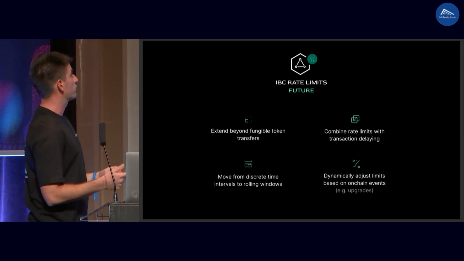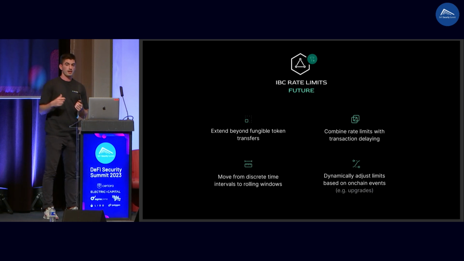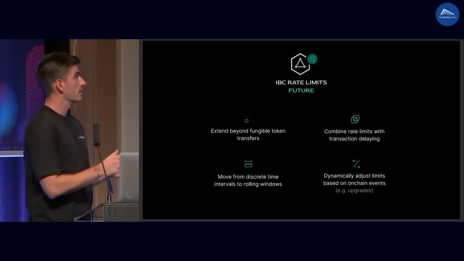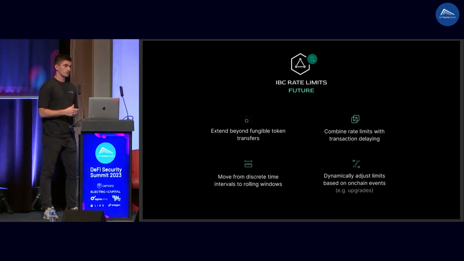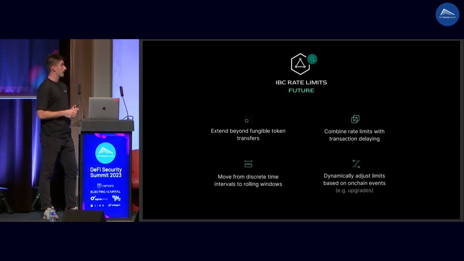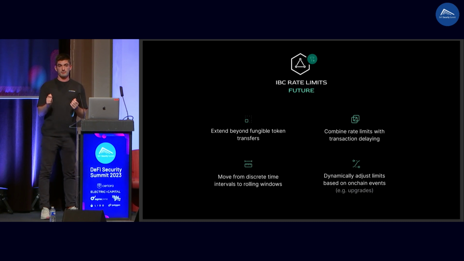But what is the future looking like for us? We want to extend as a community beyond fungible token transfers. As we mentioned before, IBC is arbitrary message passing, so we can pretty much put rate limits on any type of message that happens cross-chain. We would also like to combine rate limits with transaction delaying, as we discussed with Wormhole. I think there are many cool features you can build here. And then also make them smarter, so make them dynamically adjustable, so that based on on-chain events you can adjust the rate limit of a certain token pair. You could even say, hey, when an upgrade happens, make the rate limit very small, and then continually increase it as you gain more confidence in your implementation.